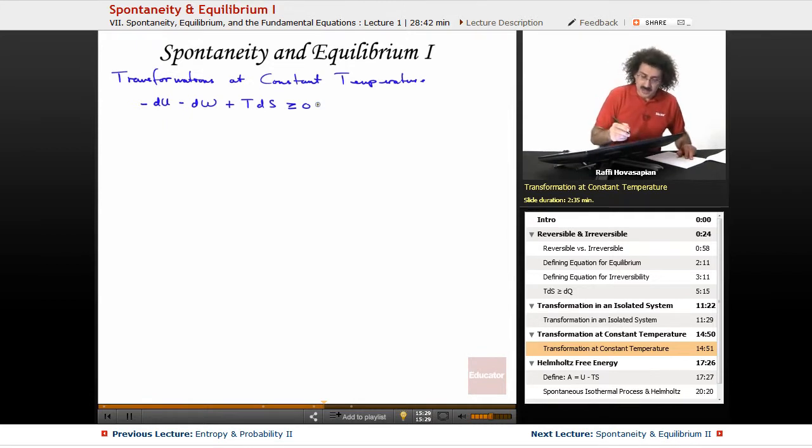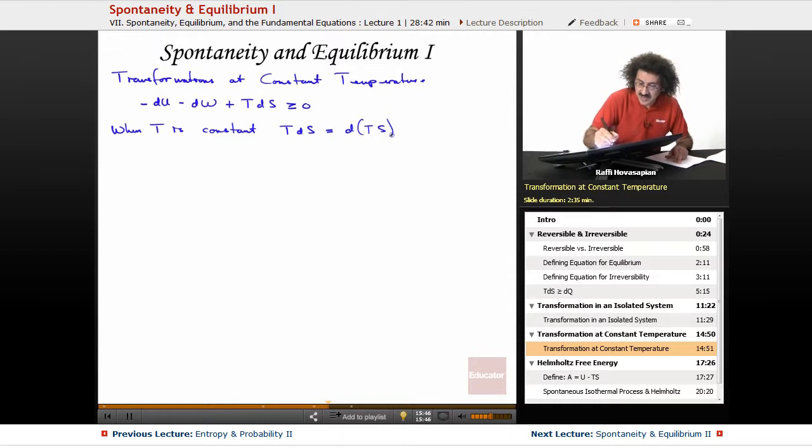Okay, so we're going to have to find a way to manipulate this. So here's what we're going to do. When temperature is constant, I can rewrite T dS equal to d of TS. In other words, I can put the TS together. The differential operator actually operates on both, but since T is constant, this T actually comes out, which is why we write it T dS. So all I've done is rewrite it in its more original form.